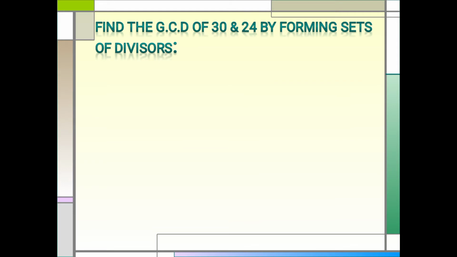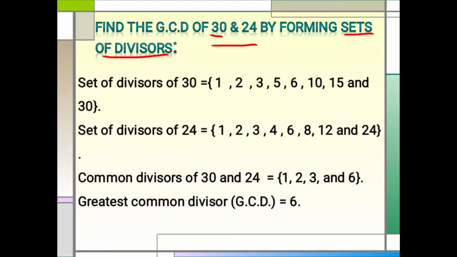Number one, you have a question here: find the GCD of 30 and 24 by forming sets of divisors. What you have to do is find the GCD of 30 and 24, but which method are you going to apply here? By forming sets of divisors. Now, divisors means what? Here you have to form the set of divisors in which you will place the numbers that can divide your given number. Just suppose your given number is 30, so you have to find those numbers that can divide the number 30. So let's quickly form the set of divisors.